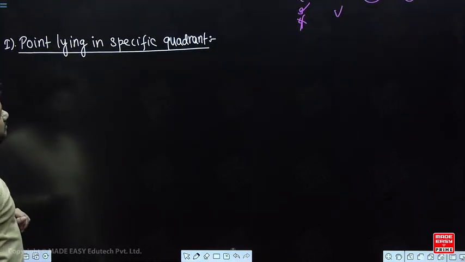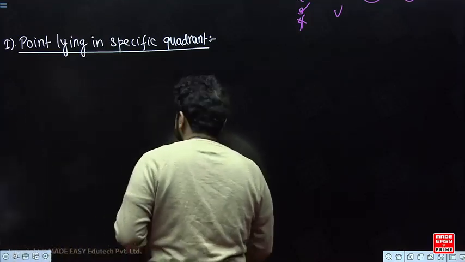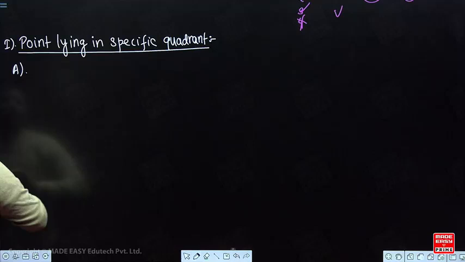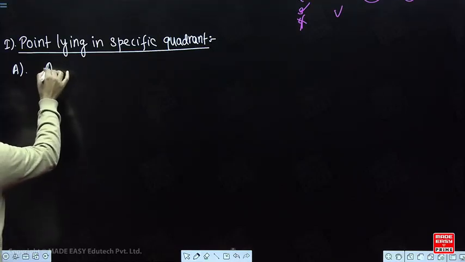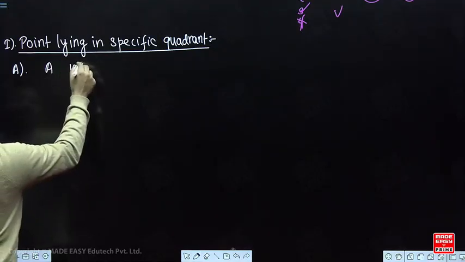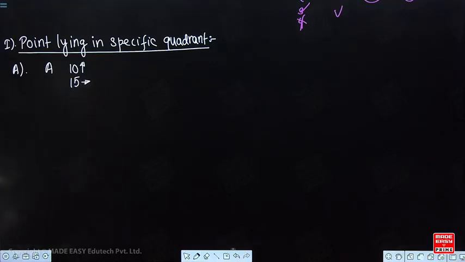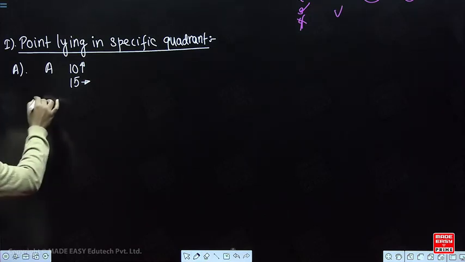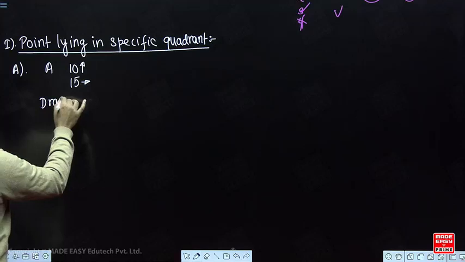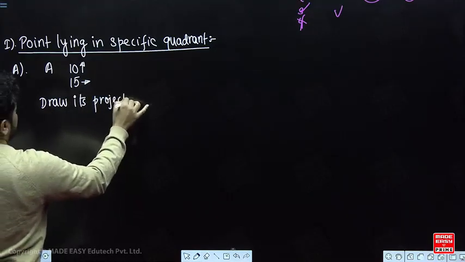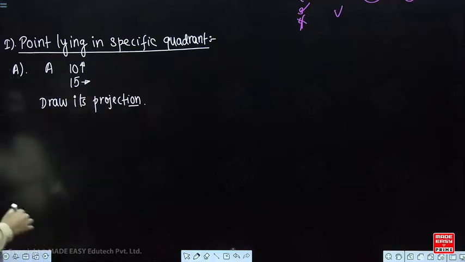right? So point lying in specific quadrant. So let us understand. Let us consider an example A. Let us say A is a point which is 10 mm above HP and 15 mm in front of VP, right? Draw its projection.